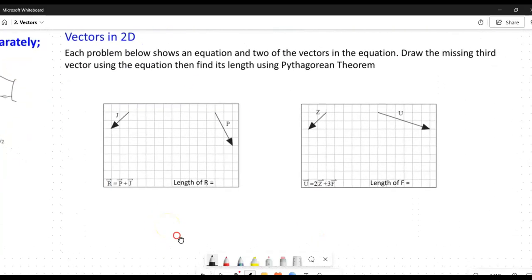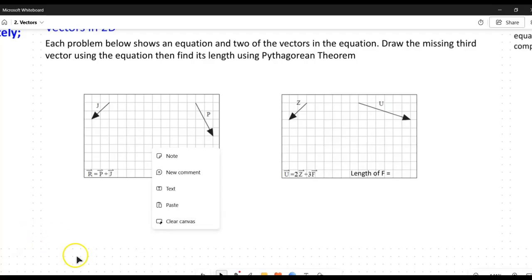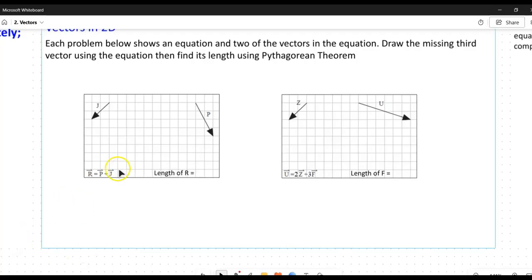What we're going to do is add these two vectors together, J and P. So the rules say it shows an equation and you're supposed to find the missing third vector. So in this case, all we have to do to find r is add p plus j. Sometimes you might have to take negative p plus j. So in order to solve one of these, you might have to reverse one of these vectors and then add the two vectors together. You'll see when we get over to this one.